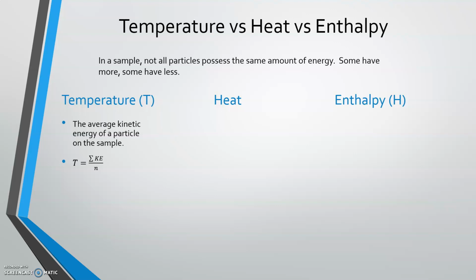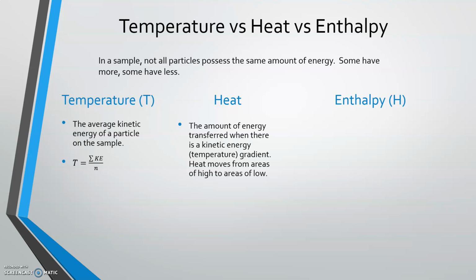Makes sense, okay? Heat is actually the amount of energy that's being transferred during a process. So within a temperature gradient, energy always moves from an area of high energy to an area of low energy. So the heat is how the energy moves across that gradient. That's what heat is. Now enthalpy, equation-wise, is really equal to the sum of all the kinetic energy. So not divided by the number of molecules, just the sum of the kinetic energies.